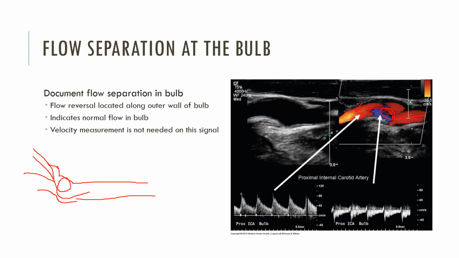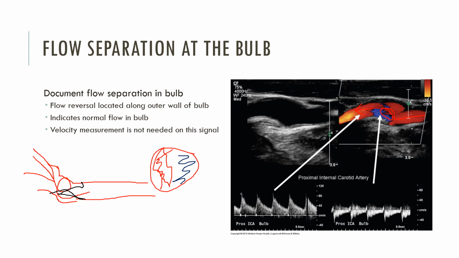Now, if we were to look at this in transverse, you would see basically half of the artery filled with red and half of it filled with blue. This tells us that the bulb is larger than the vessel leading up to the bulb, which is a good thing. If I were to have a lot of plaque in my bulb, it would narrow that vessel and we would lose that color flow separation.